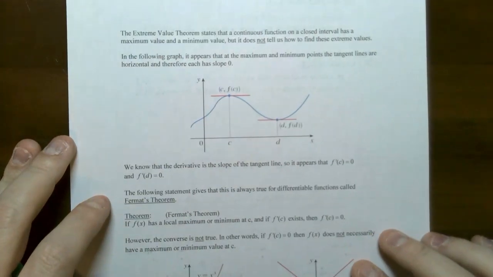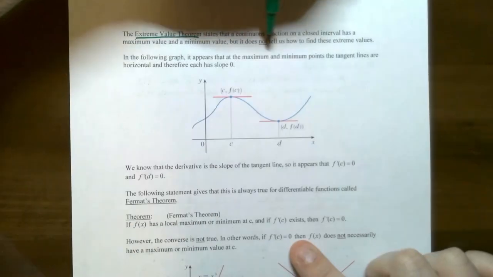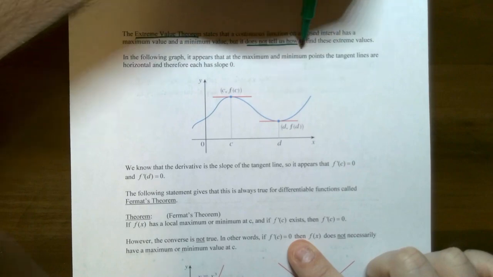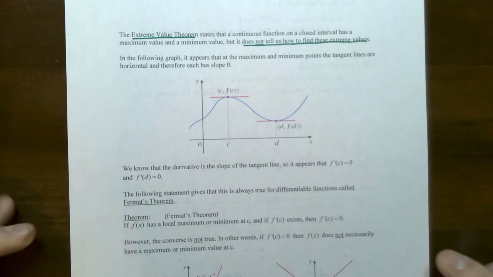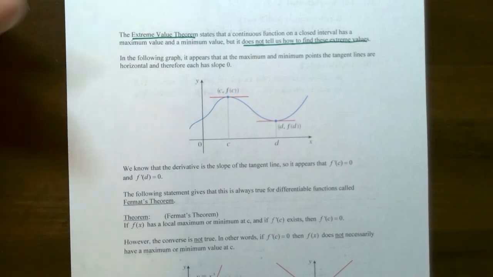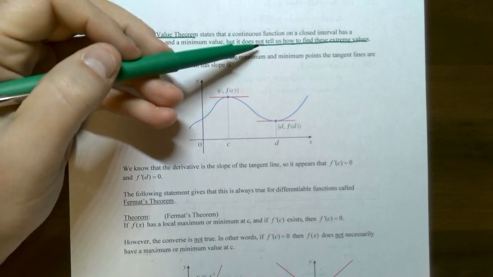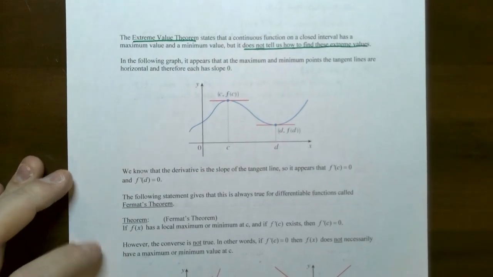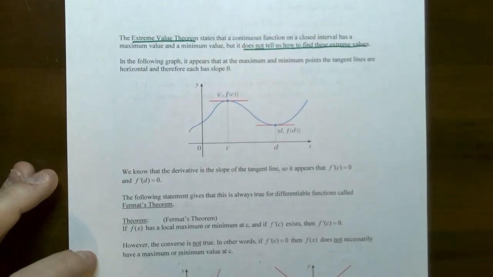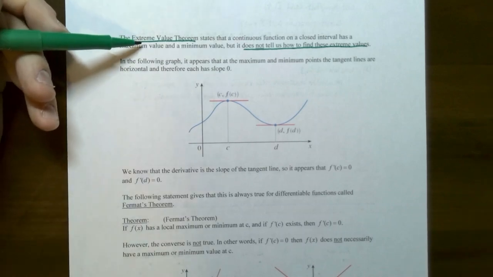The only disadvantage about the extreme value theorem is that it does not tell you how to find the absolute max and min. The extreme value theorem is sometimes called an existence theorem. It tells you that the absolute max and absolute min exist, but it does not tell you how to find them. So now this introduces a new problem. How do you find the absolute max and absolute min if the function's continuous and it's on a closed interval?